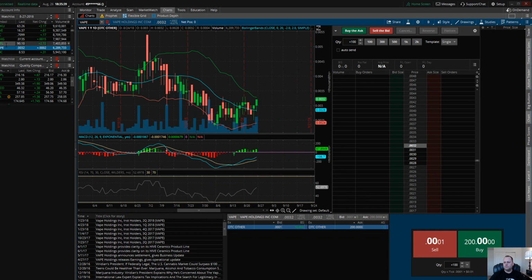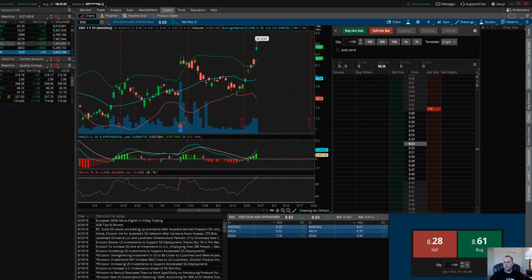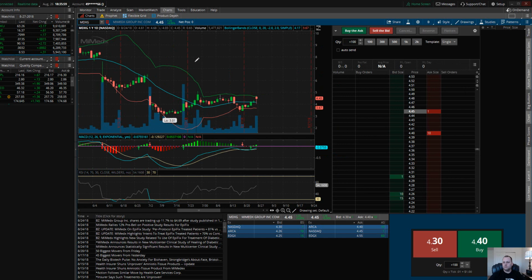Nope. No way. I mean, you can see that big gap up. But look what it does. It doesn't like to hang out where it gaps. And it drops. Nope.